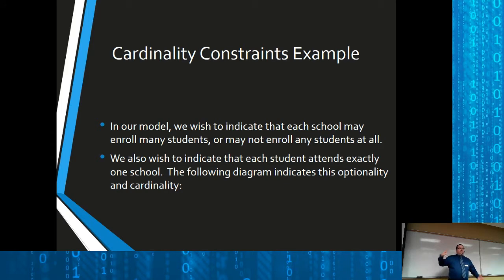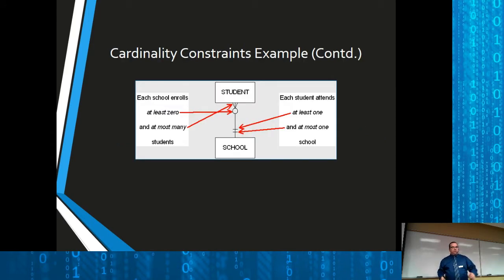We also wish to indicate that each student attends exactly one school, therefore this diagram: student, school. A school may or may not have students. Theoretically, they just built a brand new school and nobody's enrolled yet. The school exists, but there are no students. However, a school can have many students. So this is saying the school can have zero or many students. So this could be one student, two students, 300 students, or none. A student, on the other hand, has to go at least to one school, and at most one school.